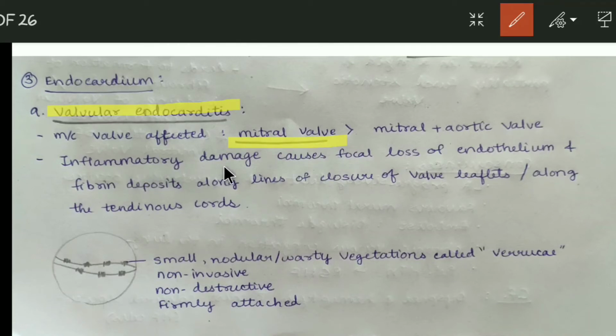The inflammatory damage causes focal loss of endothelium and fibrin deposits along the line of closure of the valve leaflets or along the tendinous cords. Here you can see along the valve leaflets, small nodular warty vegetations called verrucae. They are non-invasive in nature, non-destructive, and they are firmly attached. Here you can see this.